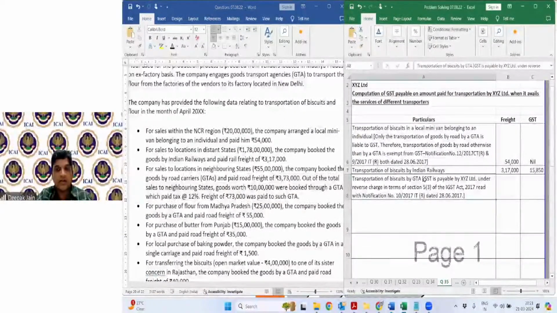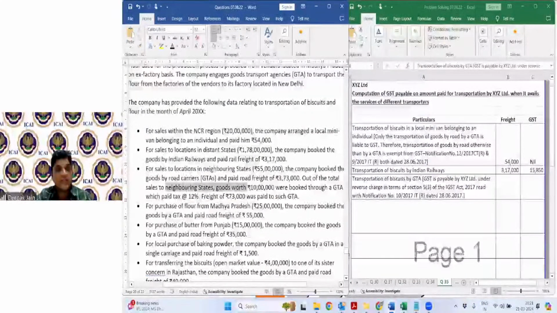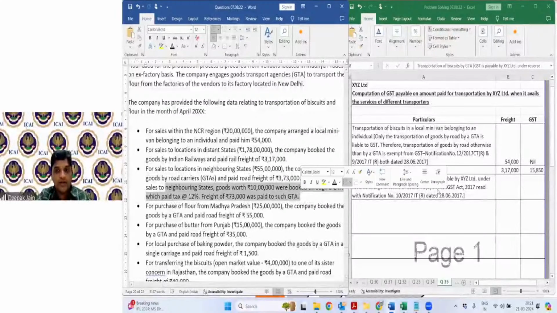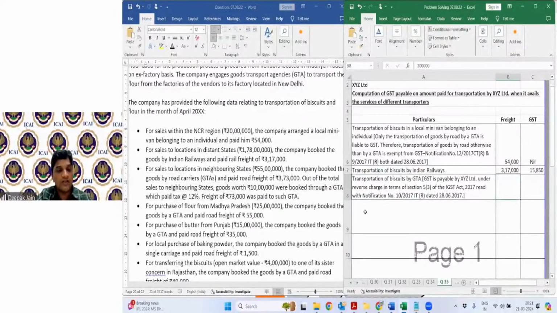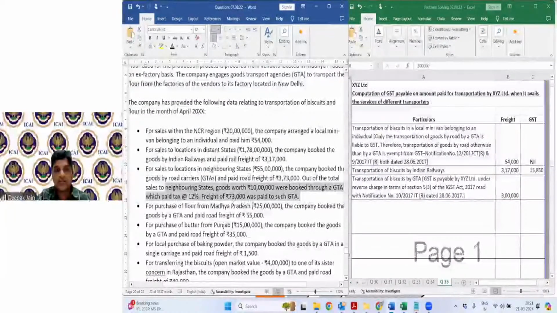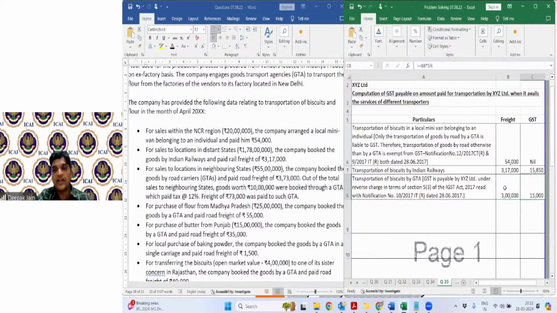Okay, so there is a bifurcation here, wherein 3,73,000 value hai. Out of that, goods worth 10 lakhs were booked through a GTA, which paid tax at 12%. So where the GTA is paying tax, should I pay tax on that? I should not pay. What is the value then on 3,73,000? I will reduce 73,000 because it is not my responsibility to pay. So from 373, I will reduce 73,000, makes it 3 lakhs. On 3 lakhs, I have to pay reverse charge at 5%.